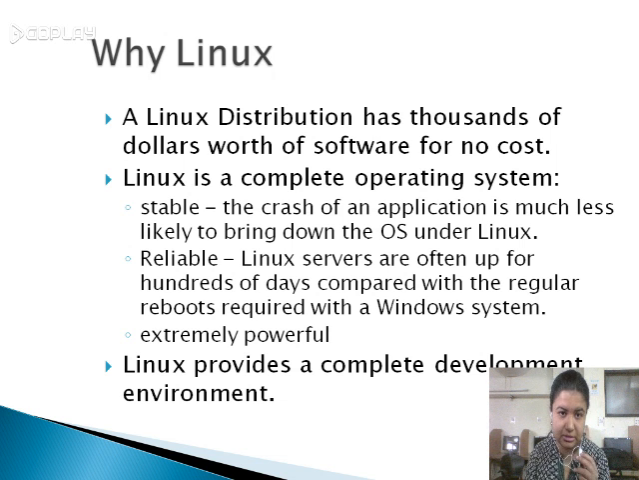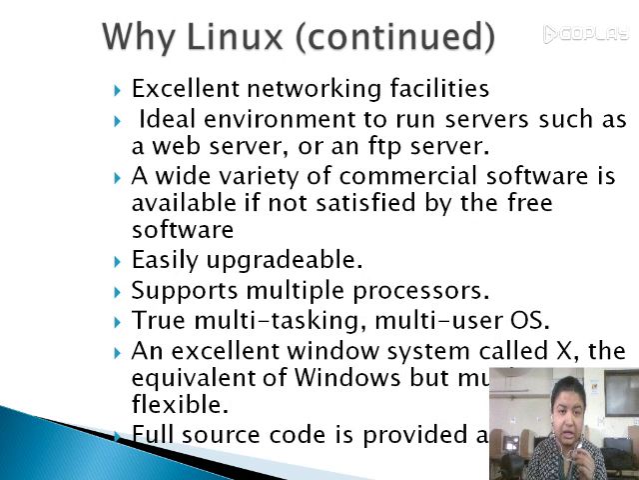Now, why Linux? A Linux distribution has thousands of dollars worth of software for no cost. Linux is a complete operating system. Why? Because it is stable and it is reliable. Linux provides a complete development environment. It has excellent networking facilities. It has an ideal environment to run servers such as a web server or an FTP server. A wide variety of commercial software is available if not satisfied with the free software. It is easily upgradable. It supports multiple processors, and it is a true multitasking, multi-user OS.